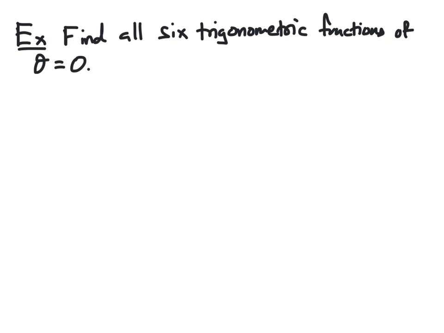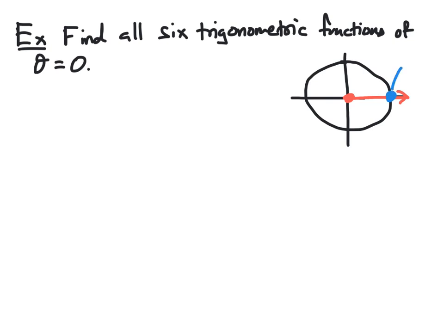For one more example, let's find all 6 trigonometric functions of the angle theta equals 0. We've previously seen how to find the sine and cosine of 0, but to quickly review, we'll start with the unit circle and look at an angle measuring 0 radians, which will have the same initial and terminal side. The point of intersection between the terminal side and the unit circle is the point 1, 0. From that, we can conclude that sine of 0 will be the y-coordinate, or 0, and the cosine of 0 will be the x-coordinate, or 1.